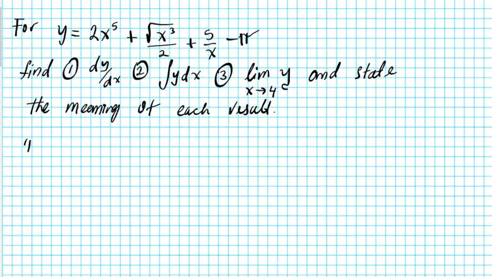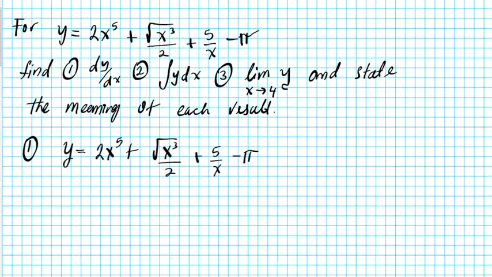So for part 1, we have to find dy dx. Let's rewrite the function: 2x to the fifth plus the square root of x to the third over 2 plus 5 over x. I'm going to try to express the terms as powers if possible. Sometimes you can, sometimes you cannot. In this case you can, that's what we're focusing on. I will express each term as a power so I can apply the power rule.